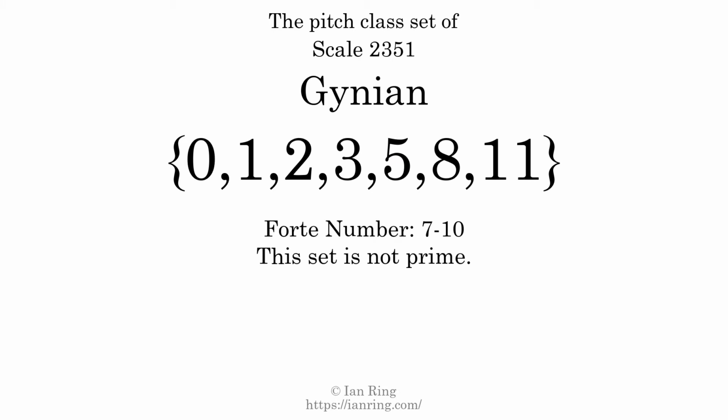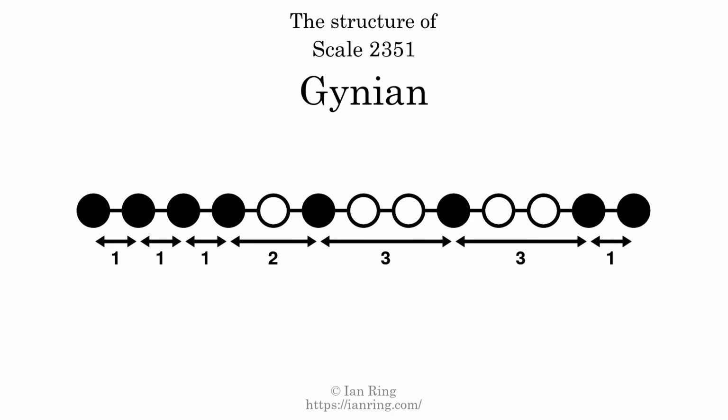The pitch class set for this scale is 0, 1, 2, 3, 5, 8, 11. The fault class is 7, 10. This set is not prime. The structure of a scale is a description of the interval distance between each successive tone. This scale has a structure of 1 1 1 2 3 3 1.